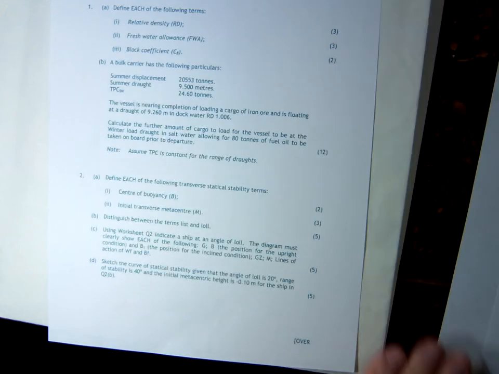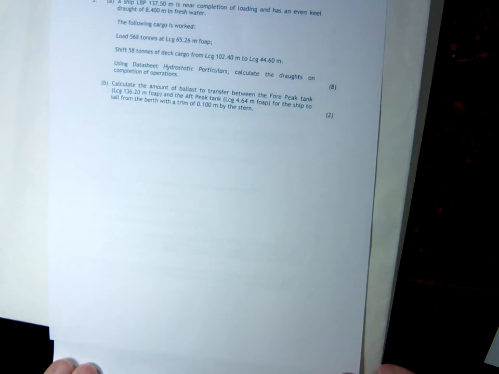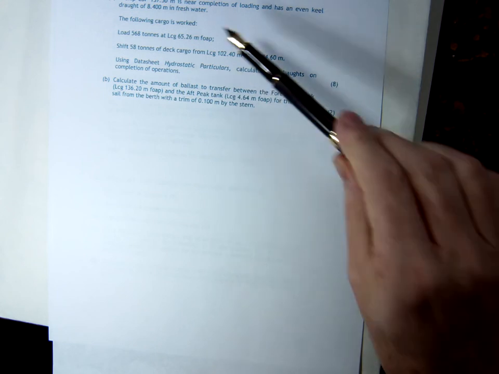We'll have a look at question 3, and here we have a vessel even keel freshwater. I would always recommend, if I was doing this exam, I would highlight freshwater because statistically, some students are going to use salt water in this problem.